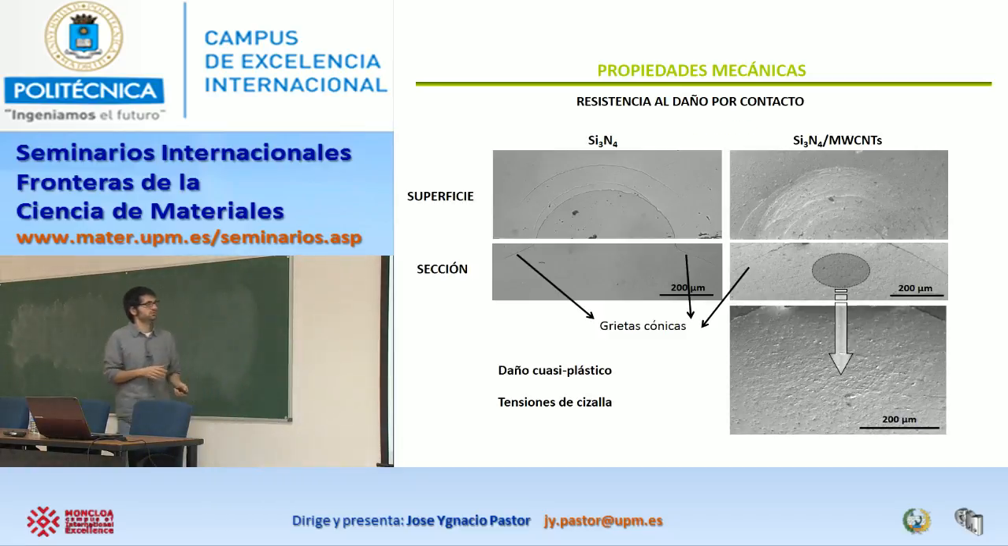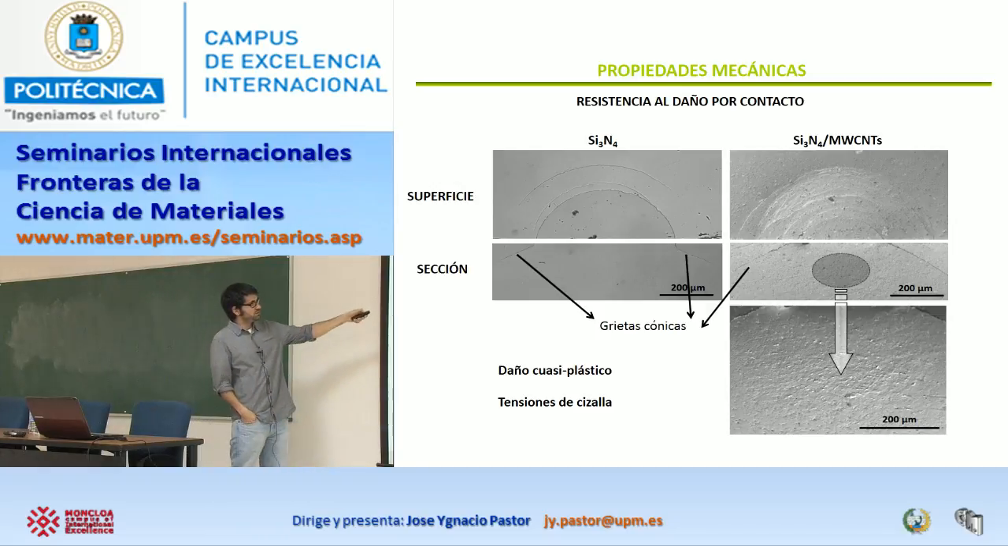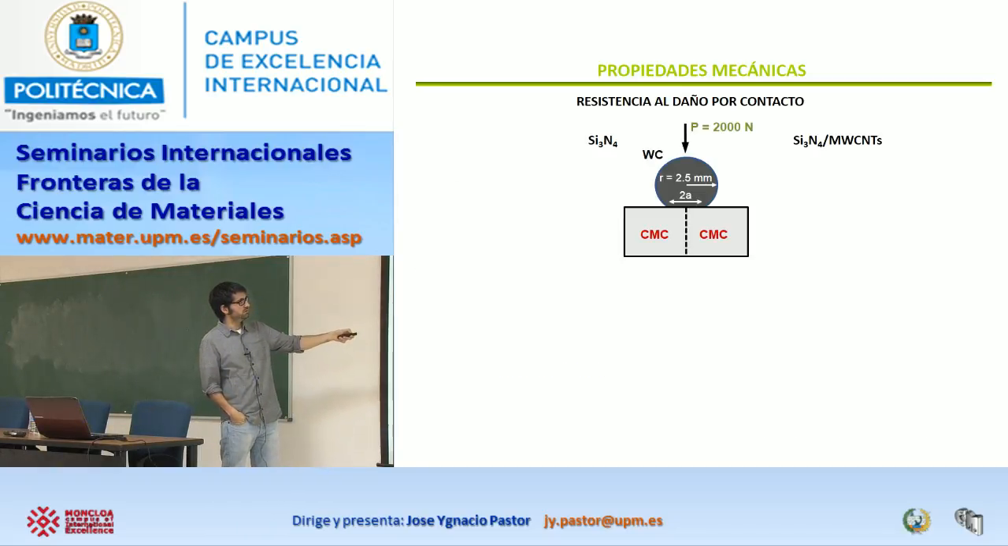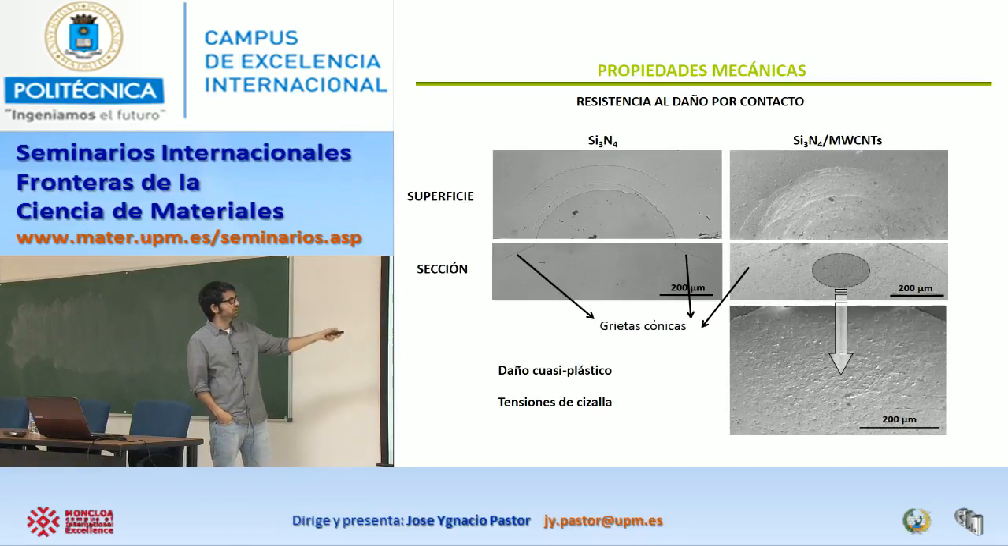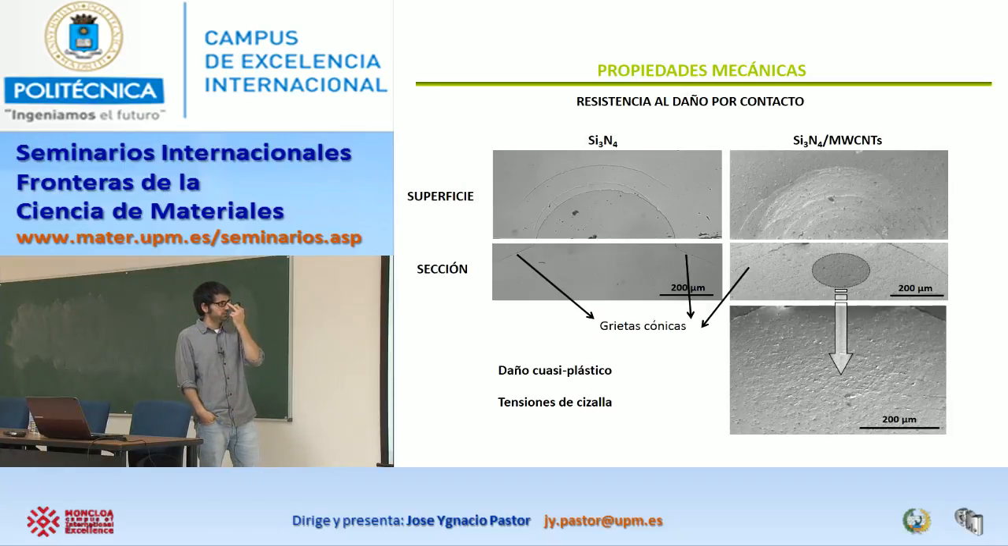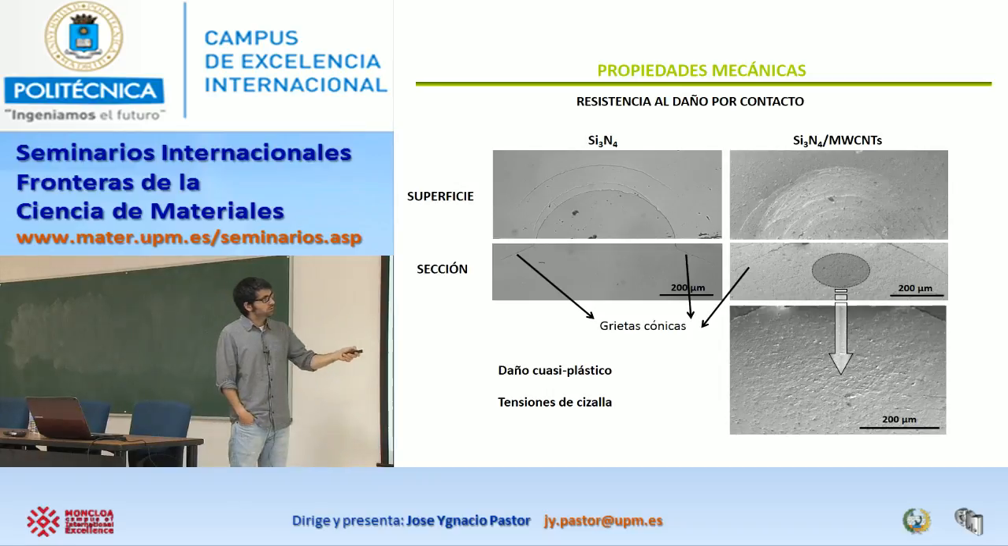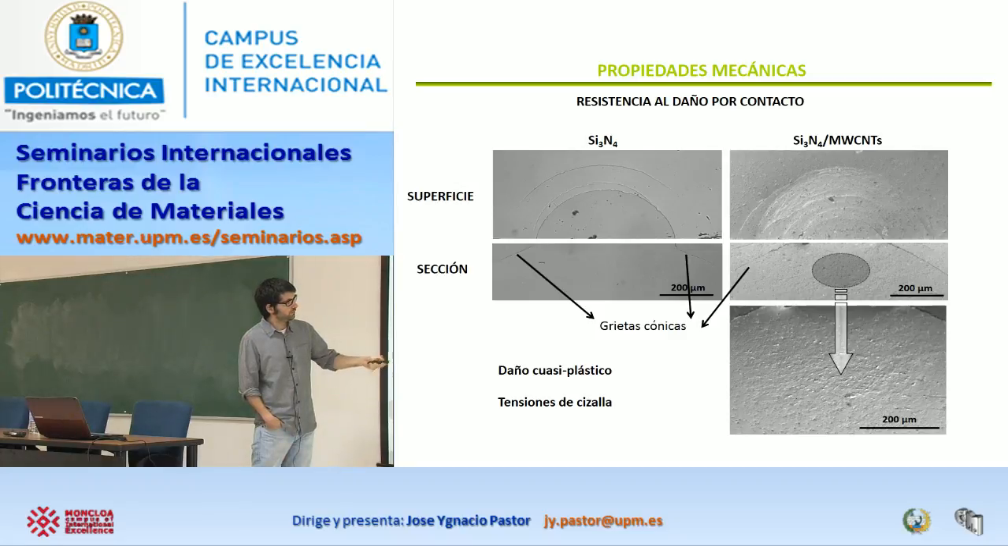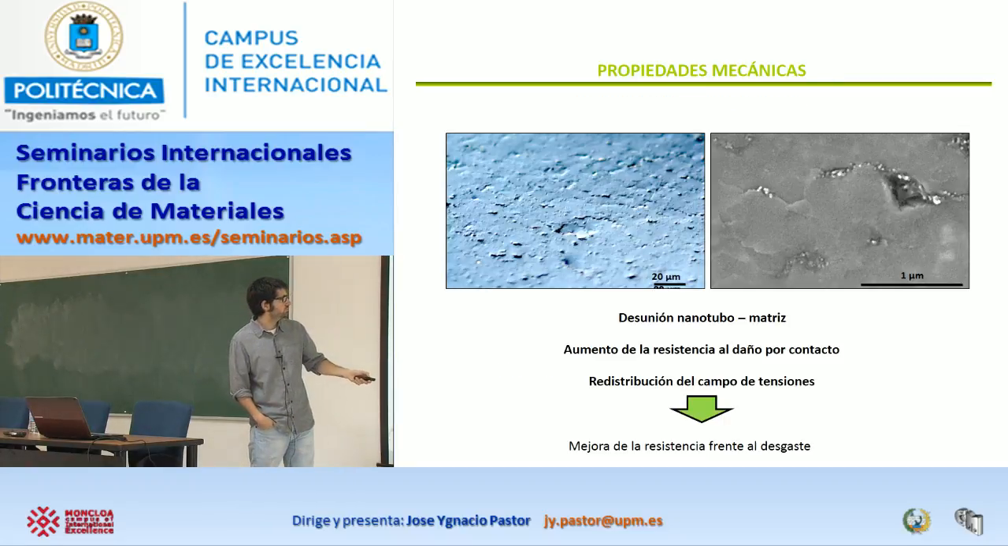Okay, the contact damage. This experiment was a little bit more complex. Here is the surface, and here is the section. In the silicon nitride, this is the characteristic response with the classical cracks. This is really bad for ceramic materials. However, with the nanotubes, even when we measure the fracture toughness and the hardness and these values decrease, in contact damage we see that these cracks happen, but we also see a different response.